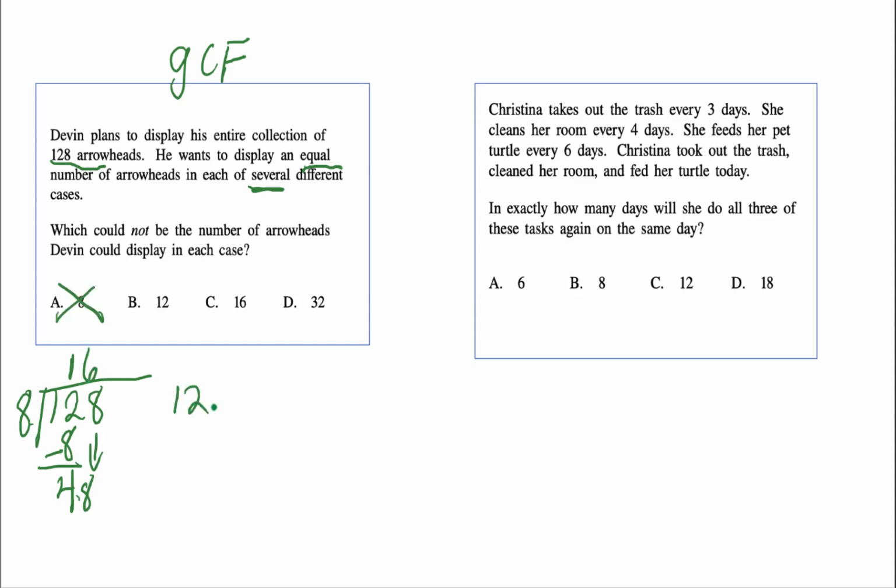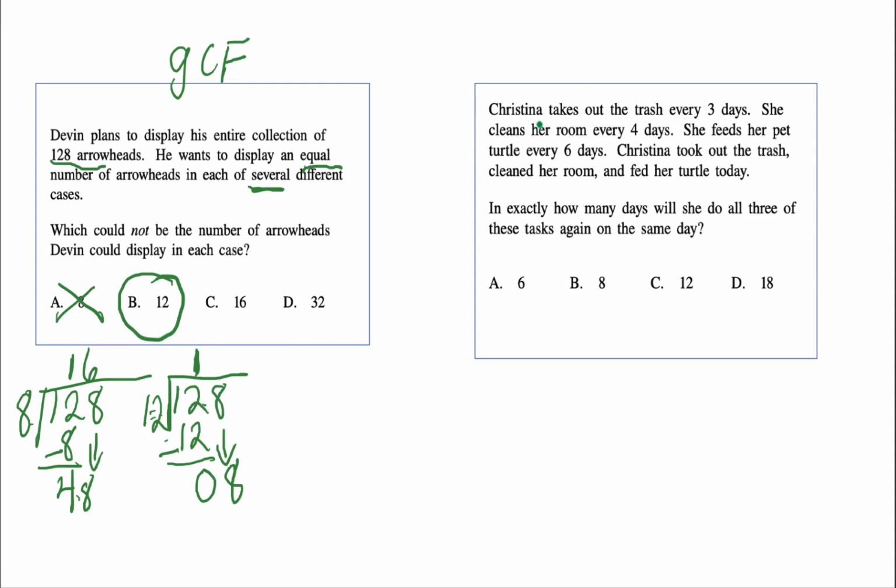Let's take 128 and divide it by 12. 12 goes into 12 one time. 1 times 12 is 12. When you subtract, you get 0. Bring down the 8. Now we know 12 can't go into 8. So notice here we have a remainder. So which could not be the number of arrowheads Devin could display in each case? Our answer is B, 12. This did not divide evenly.